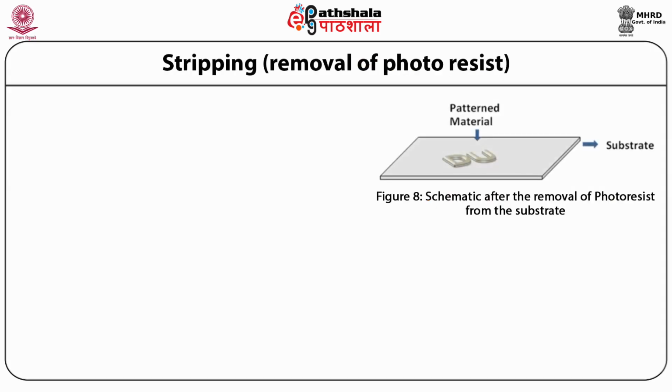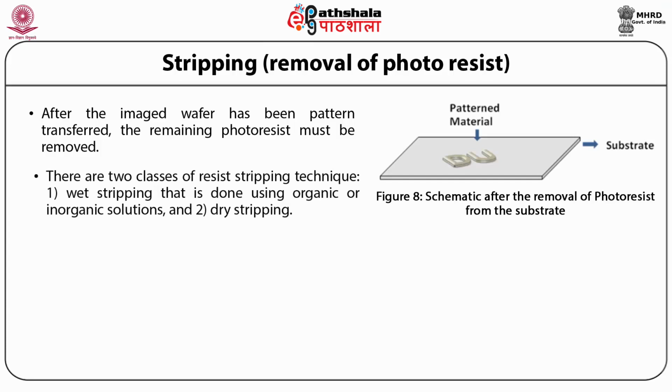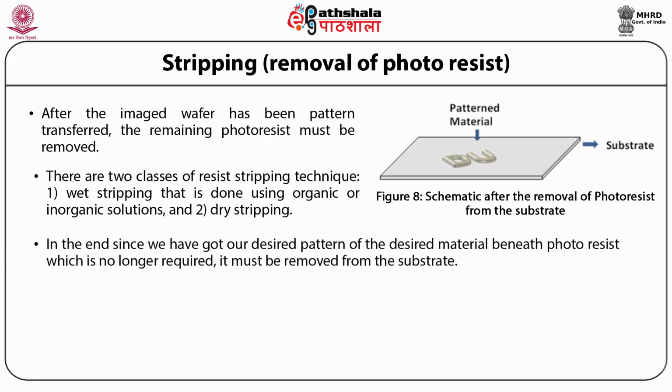The eighth step or the next step is the stripping, which is the removal of photoresist. After the imaged wafer has been pattern transferred, the remaining photoresist must be removed. There are two classes of resist stripping technique. First is the wet stripping, that is done using organic or inorganic solutions, and the second one is the dry stripping. In the end, since we have got our desired pattern of the desired material beneath the photoresist, which is no longer required, it must be removed from the substrate.